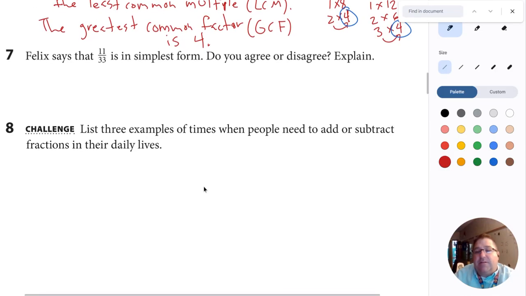Felix says 11 over 33 is the simplest form. Do you agree or disagree? Well, I'll let you guys think about this one. Does 11 and 33, are there any common factors? If I have 11 and 33, is there any number we can divide by? Here's a hint. Maybe it's one of these numbers right here, right? So it might be 11. So I'll let you finish that, right?